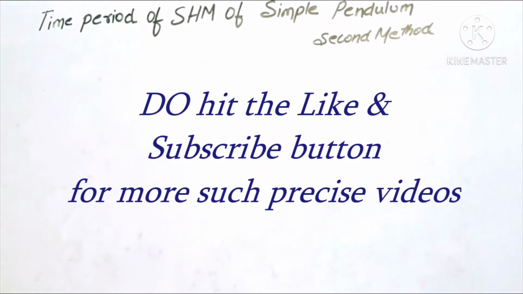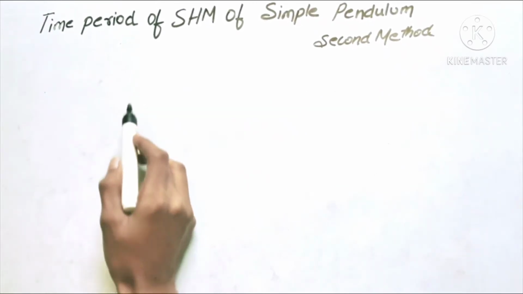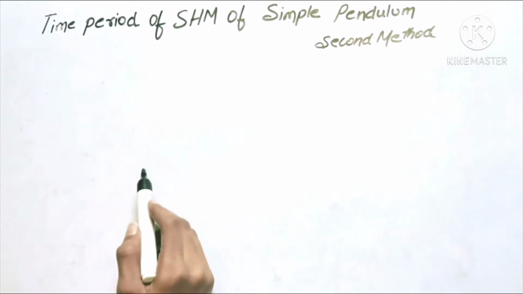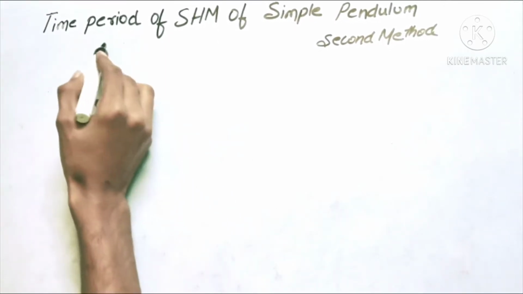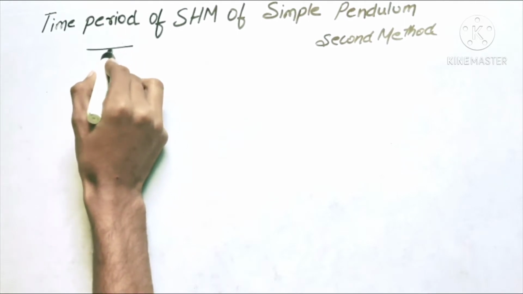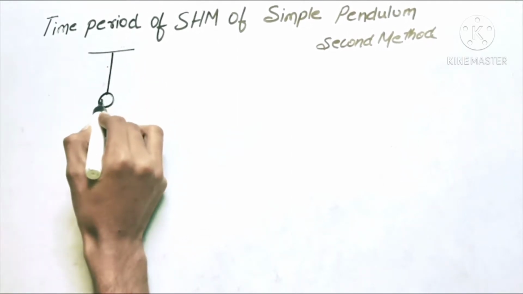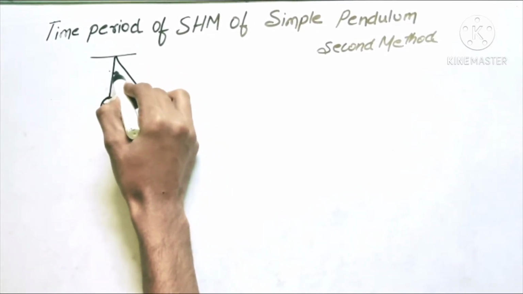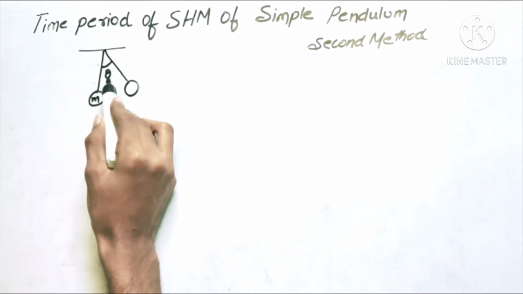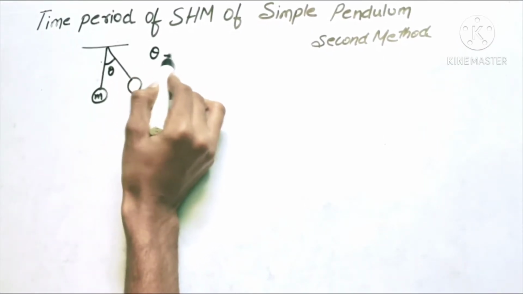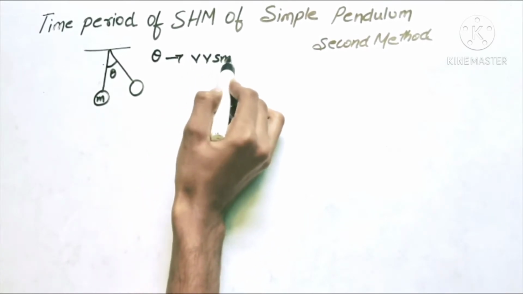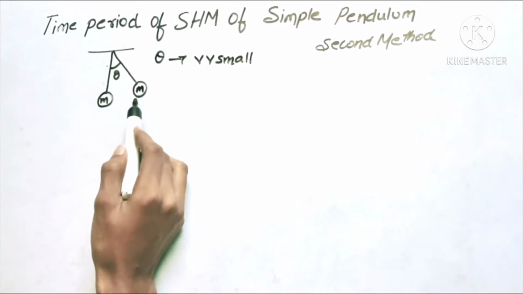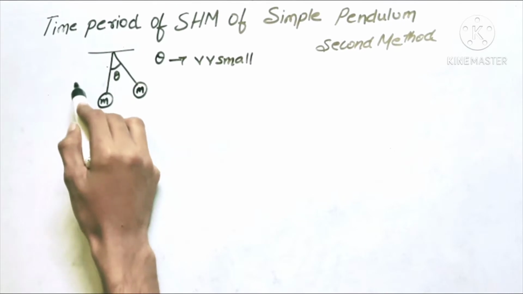Hello everyone. In the previous clip, we saw the method to find the time period of SHM of a simple pendulum, and there we used the concept of restoring torque. The situation was something like this: we have a pendulum of mass m. We displaced it through a very small angular displacement, that is theta. This theta was very small, and so ultimately this was oscillating.